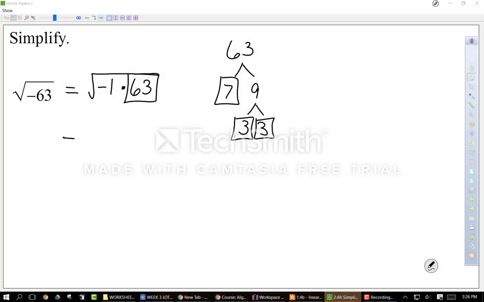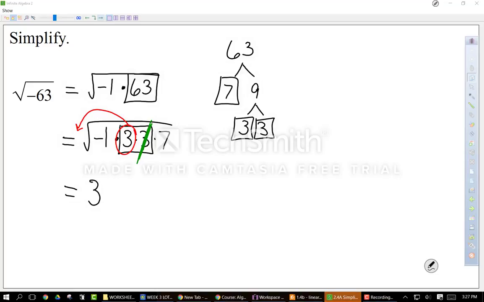So what happens is I now can rewrite this as negative 1 times 3 times 3 times 7. Look at pairs. I have a pair of 3's, so what I can do is take one of them out and cross the other one out. Kind of forget about it. Well, then what happened? Okay, here's how we get our final answer. So that 3 that came out is out front. The numbers that I didn't touch stay inside.